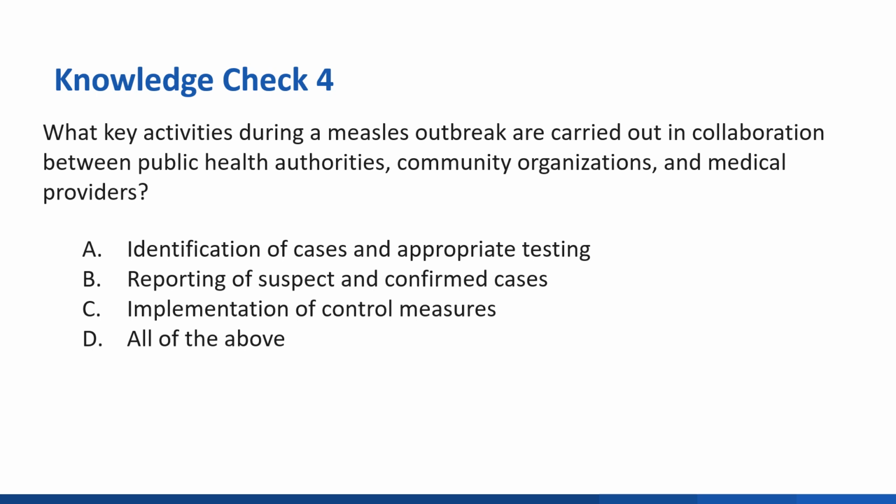So with our last knowledge check, what key activities during a measles outbreak are carried out in collaboration between public health authorities, community organizations, and medical providers? A, identification of cases and appropriate testing. B, reporting of suspect and confirmed cases. And C, implementation of control measures, including vaccination. Or D, all of the above. And the answer is D, all of the above.